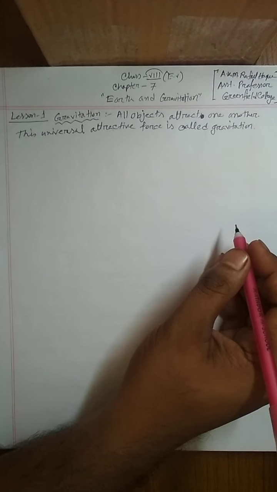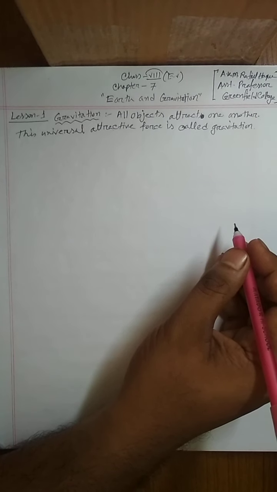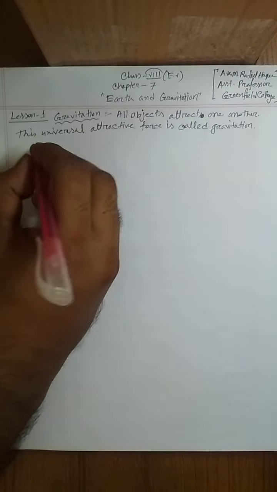Later on, he came to a more specific conclusion that it is not only the earth but all objects in the universe attract each other towards their center. The attraction force that exists between any two particles of the universe is called gravitational force. Well, then what is gravitational force?